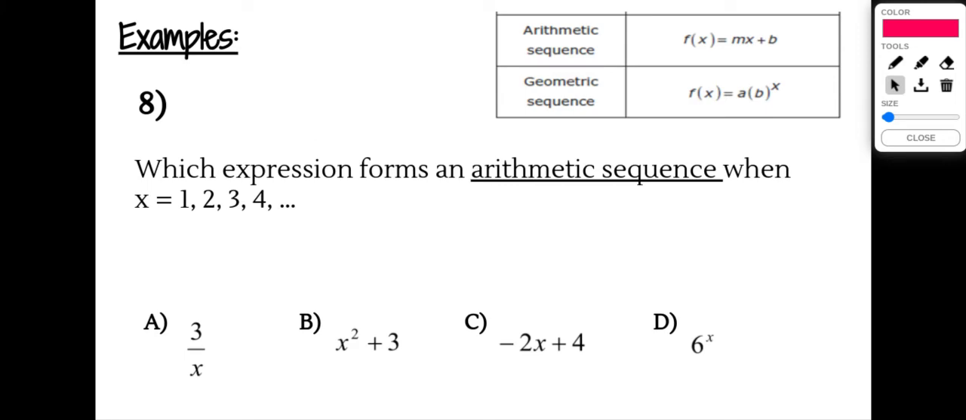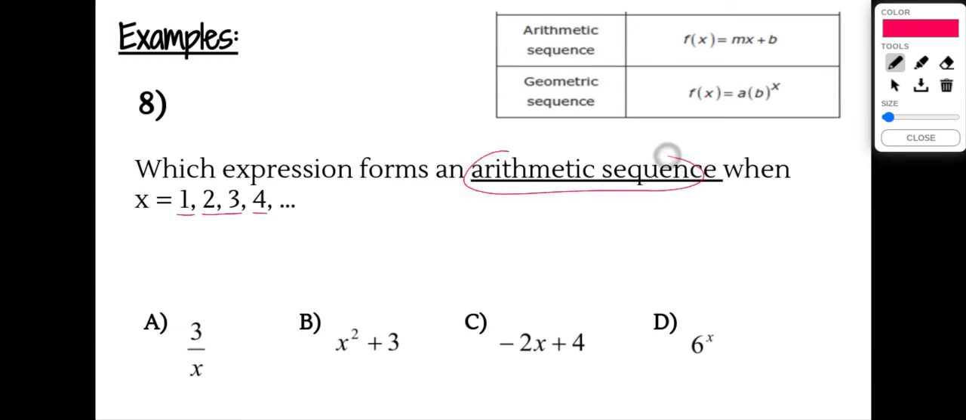In number 8, we're going to need to use the formula sheet to help us as well. Which expression forms an arithmetic sequence when x equals 1, 2, 3, and 4? So remember, an arithmetic sequence is a constant add or subtract pattern between the numbers. If we plug in the x values of 1, 2, 3, 4, which one of these expressions would give us an arithmetic sequence? Well, there's kind of a way you can cheat a little bit with this.